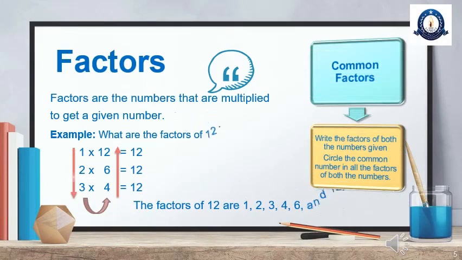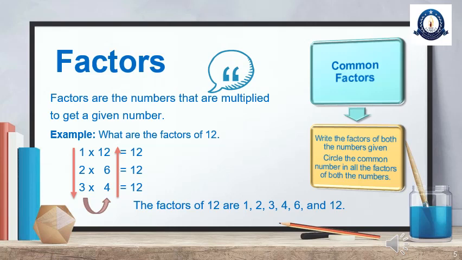Let's start from the first objective of week 3, the concept of factors. First we will see the definition of factors. Factors are the numbers that are multiplied to get a given number, or in other words, factors are those numbers through which you can divide the given number till the end. And for bigger numbers, divide them in your rough column starting with number 2.